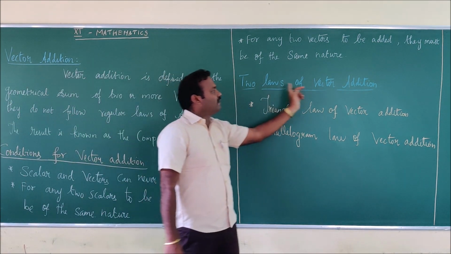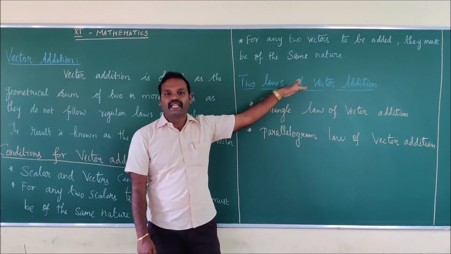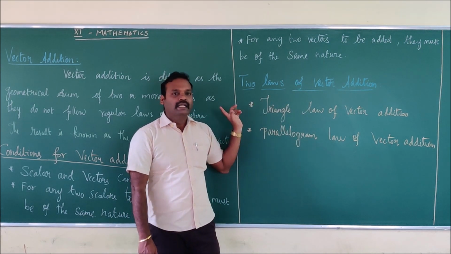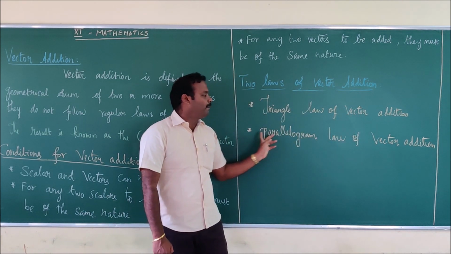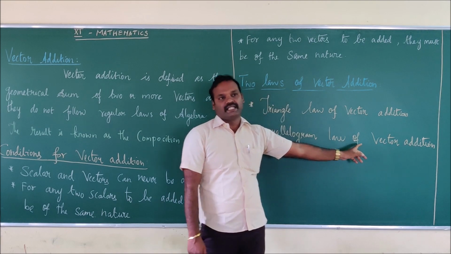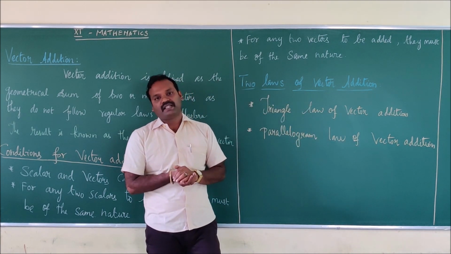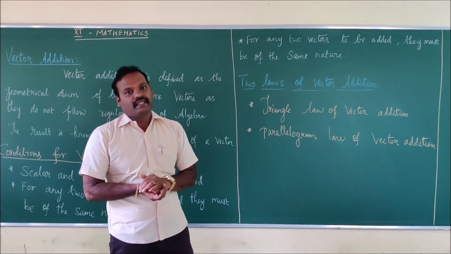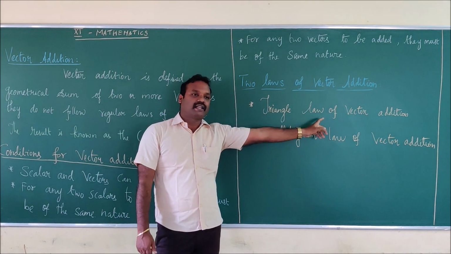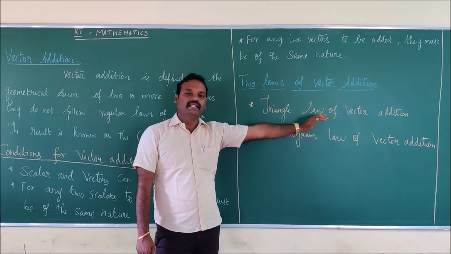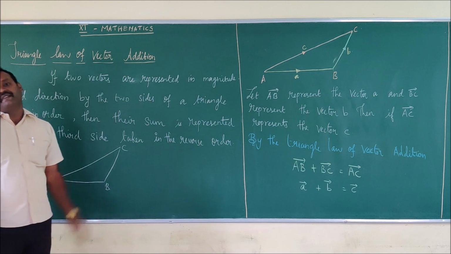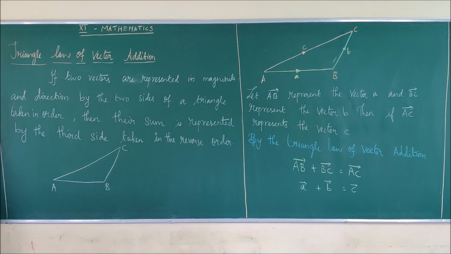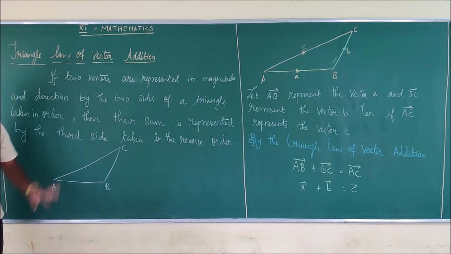Then, two laws of vector addition. We are going to see mainly two laws for vector addition. The first one, triangle law of vector addition, and the second one, parallelogram law of vector addition. These two laws are very, very important for adding two vectors. First we are going to see the triangle law of vector addition in detail. It is a very, very important concept. You have to write the sum of two vectors using the triangle law of vector addition.